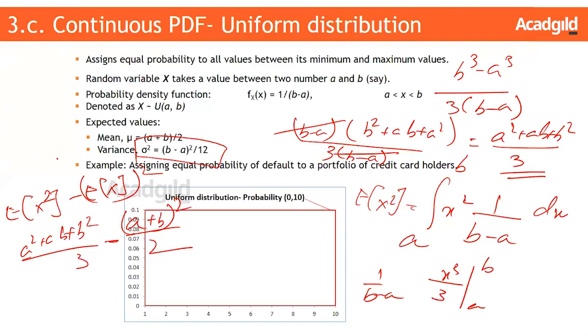That is the variance, and what will be the standard deviation? That will be square root of b minus a the whole square divided by 12. What are the parameters of this distribution? A and b. In case of discrete uniform distribution, we only needed to know k, the number of faces that the dice has. But in case of uniform distribution, we need to know the lower limit and the upper limit. So I'll give you a question to try by yourself.